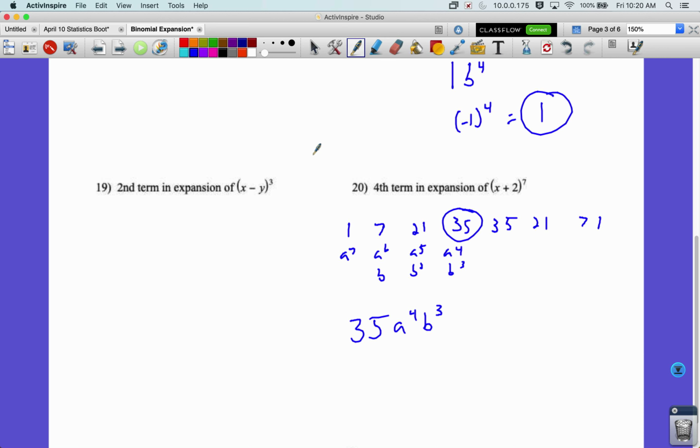And now let's plug in x for a, so 35x to the fourth, and then 2 for b, 2 cubed. 2 cubed becomes an 8. 8 times 35 is 280 x to the fourth. So that is the fourth term in this fully expanded.